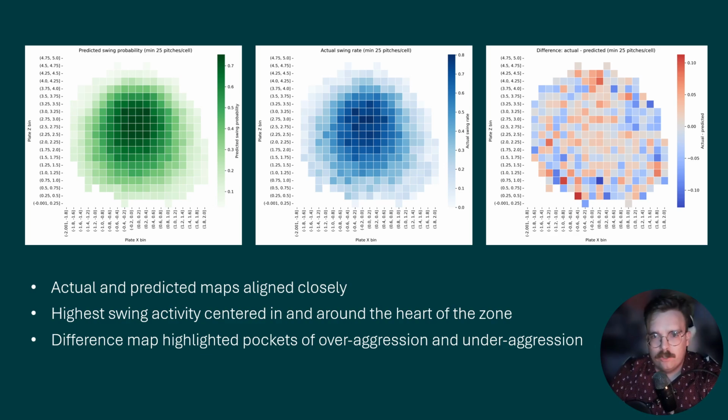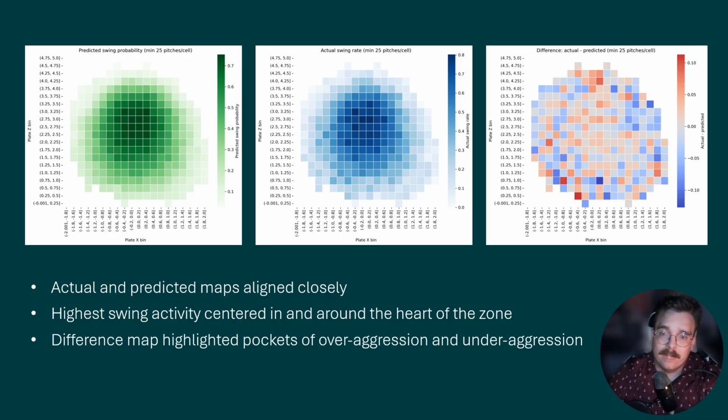So this slide shows the three main decision heat maps created from the model output. The first map shows actual swing rate by location. The second shows the model's predicted swing probability by location. The third shows the difference between actual and predicted behavior, or actual swing rate minus predicted swing probability.